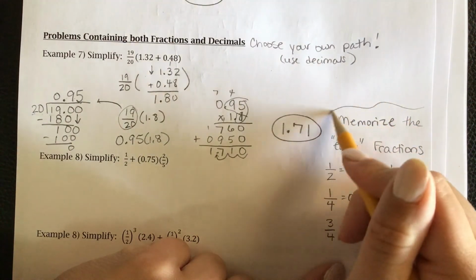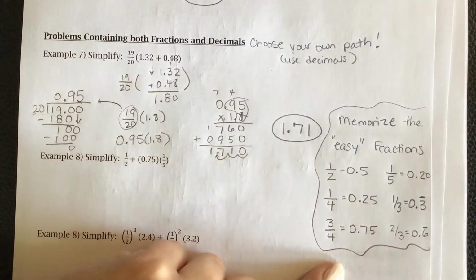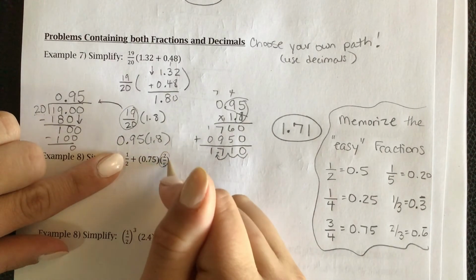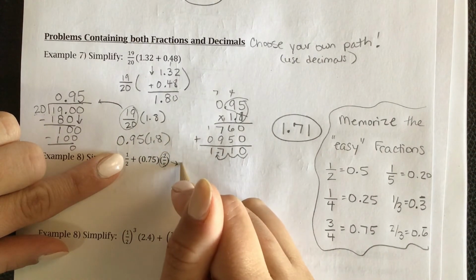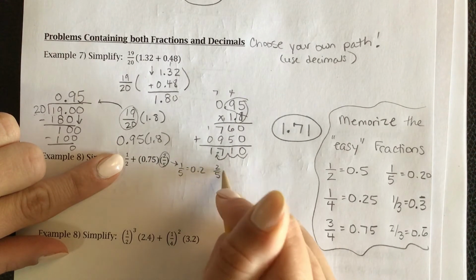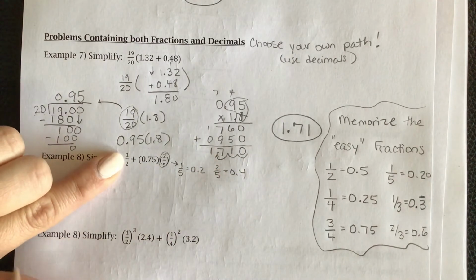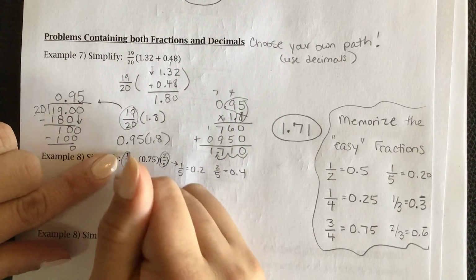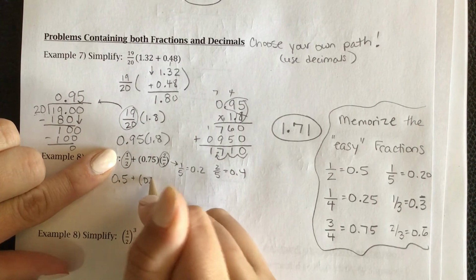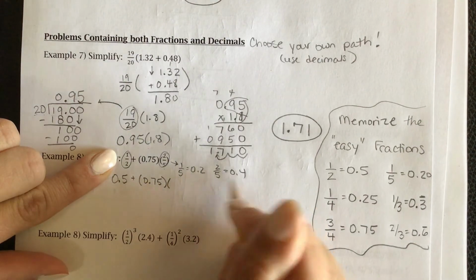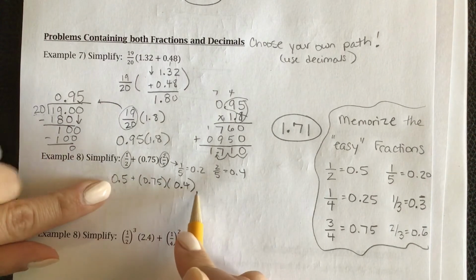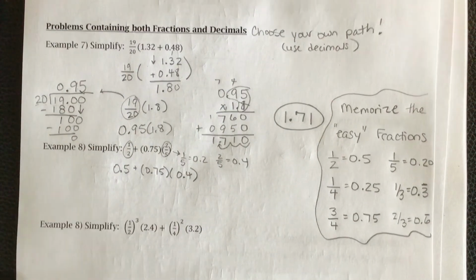Now, why is that important? Well, here I have a half, a 75, and 2/5. This would be the hardest one, because if you don't realize that 1/5 is 0.2, then 2/5 is equal to 0.4. So we have a half, which we know is 0.5, plus 0.75 times 0.4. If you can switch those to conversions, you can skip your division, which saves time.